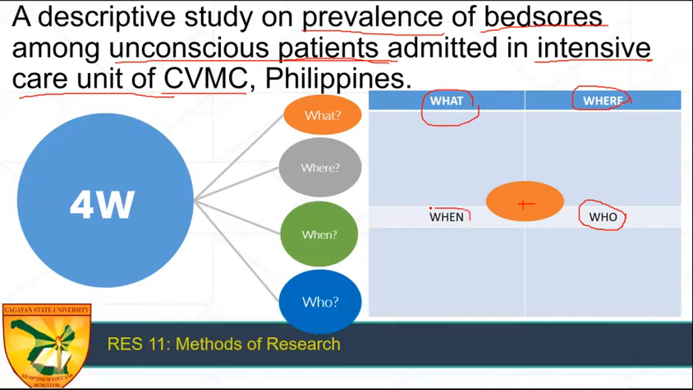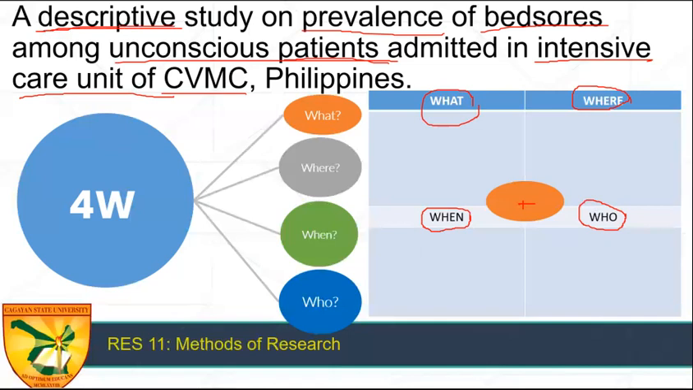And is there a when? Remember, when is only applicable if it applies. If it's not applicable, then we don't force a when. So here, the when is already embedded. It says it's a descriptive study, and descriptive research aims to describe or define the topic at the moment in time. When? At that moment.